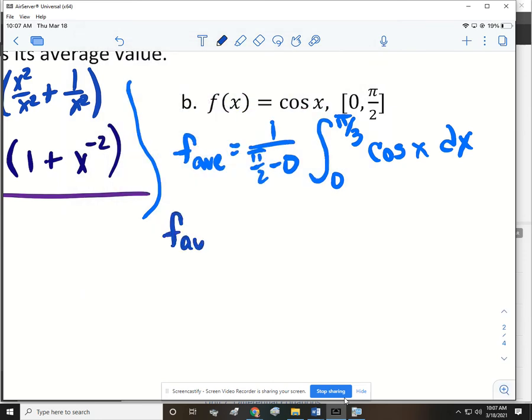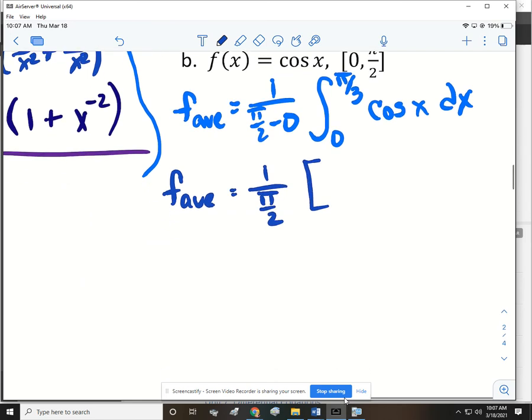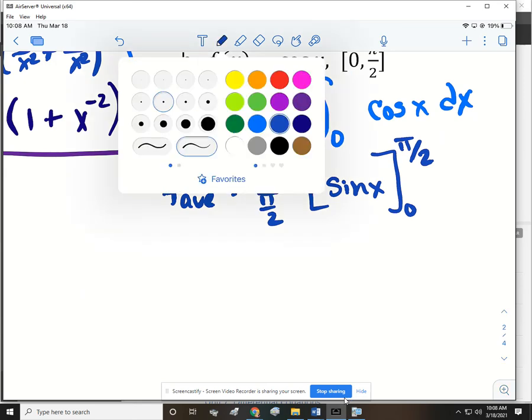Okay, so our f average is going to end up being 1 over pi over 2, and we'll make that prettier in just a second. All right, and then the antiderivative of the integral of cosine of x is going to be sine of x. And we need to evaluate that from 0 to pi over 2. I'm not really sure why I did pi over 3 there. Sorry.